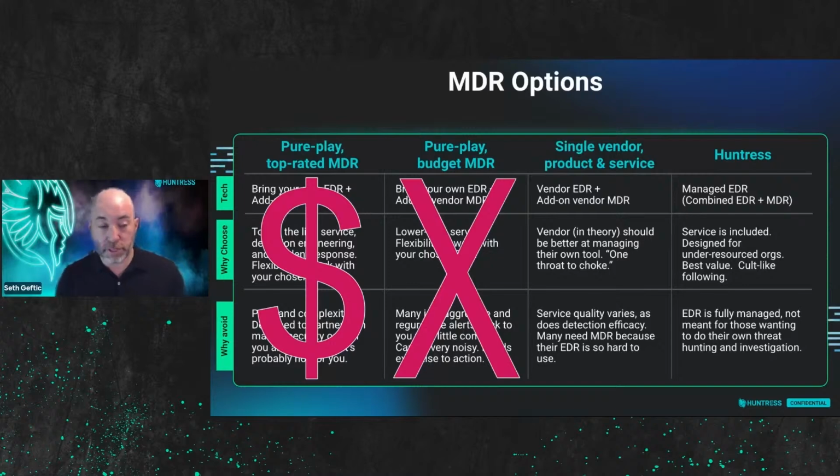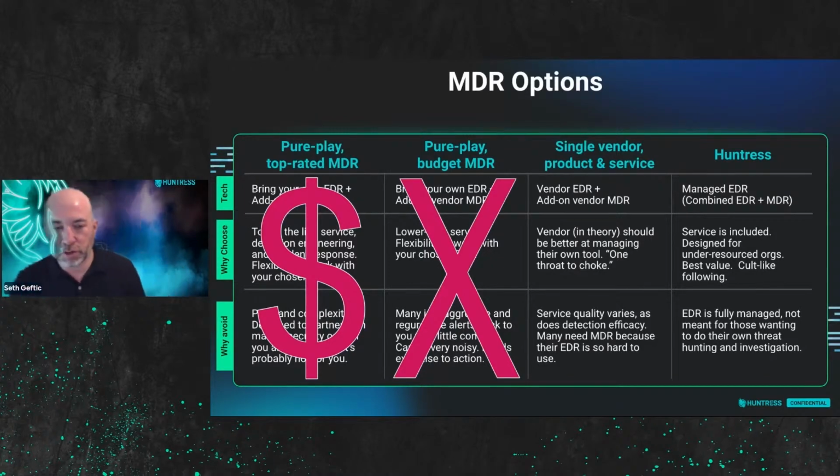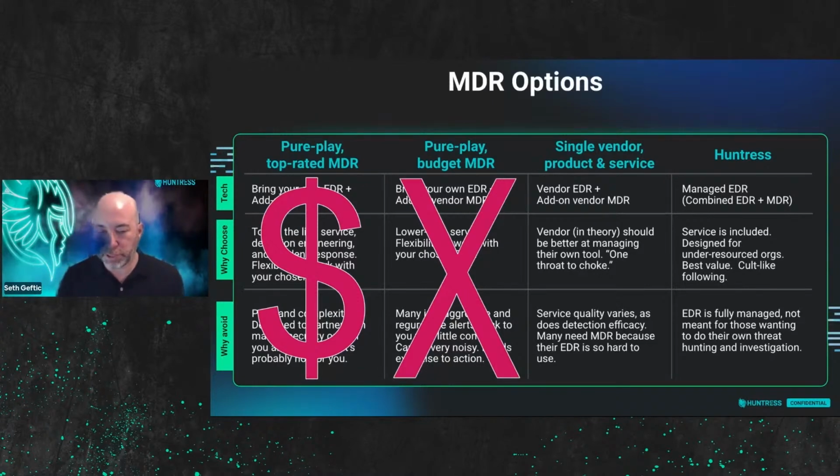So again, there's a range of options between the dollar side and the X, but a lot of the pure play budget MDRs, please avoid them. A good tip off is that often what you'll see is a non-security vendor who's added a service, partnered with a technology provider, an EDR provider, and layered it on top at a low cost. That's usually a good sign that they're just in it to hit a hot market and don't have a ton of detection engineering, and a ton of high quality service that they're building on top of it.